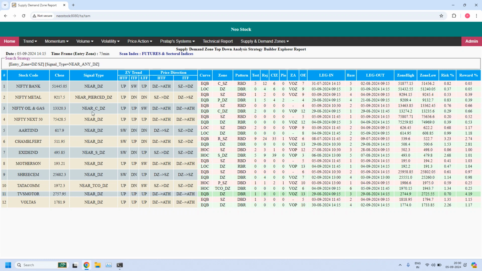Nifty oil and gas sector, it is an index. So we don't have any, it is not listed in F&O. But if anybody wants to trade in Nifty oil and gas sector, you may find ETF, exchange traded funds. There you can buy. But you have to take it for delivery.